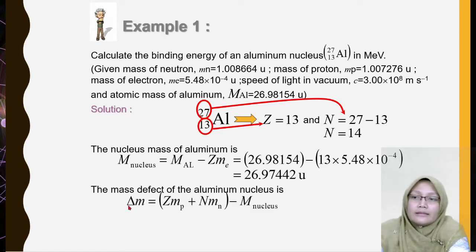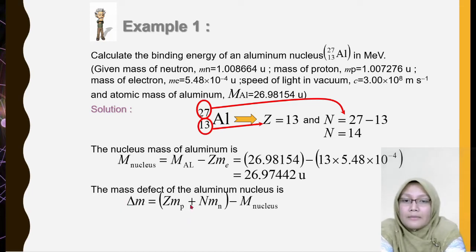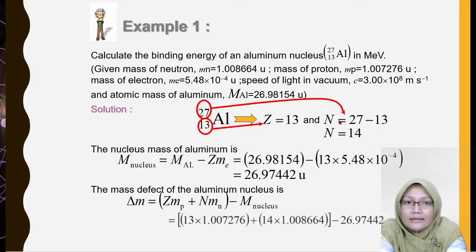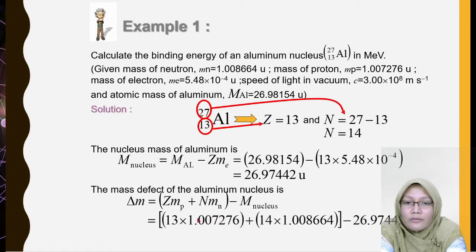Seterusnya baru kita boleh cari mass defect. Mass defect, delta M equal to Z Mp plus N Mn minus mass of nucleus. So Z kita adalah 13 kali dengan mass of proton in unit atomic mass unit, kat sini 1.007276, tambah dengan bilangan of neutron 14 kali dengan mass of neutron in u, minus mass of nucleus. Dapatlah mass defect in unit u. Next, soalan nak binding energy in MeV.